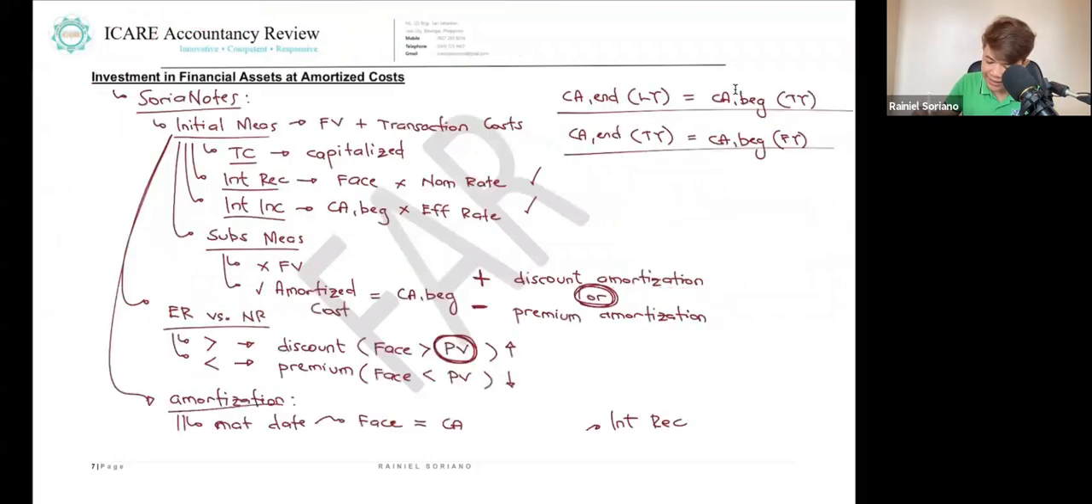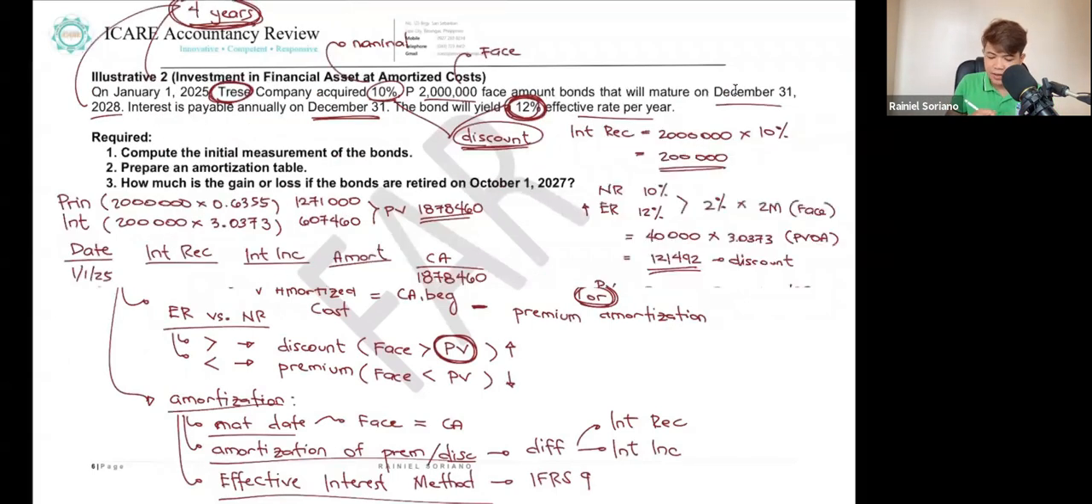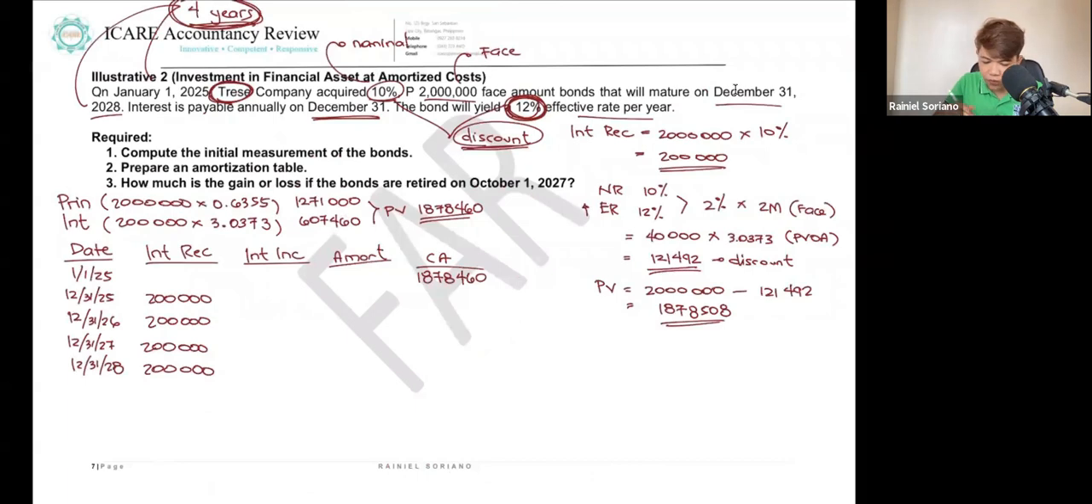Now, paano i-compute yung interest income? Sabi natin kanina, interest income is equal to carrying amount beginning times the effective rate. So 1,878,460 times 12%, kasi 12% ang effective. Our interest income here will be equal to 225,415. Okay? The difference between interest income and interest received, once again, is what we call the amortization. So, amortization is 25,415.